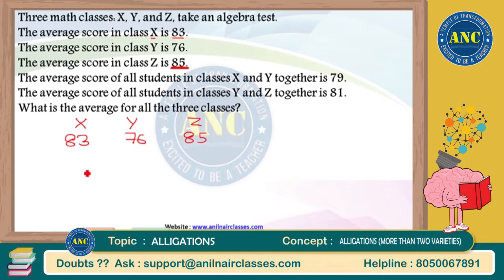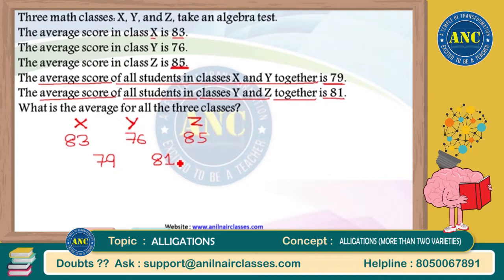Next, read the next statement. The average score of all the students in classes X and Y together is 79. That means if I combine X and Y together, average score is 79, which is nothing but my resultant. The average score of all students in classes Y and Z together is 81. If I combine these 2 classes Y and Z, my average score is given as 81.